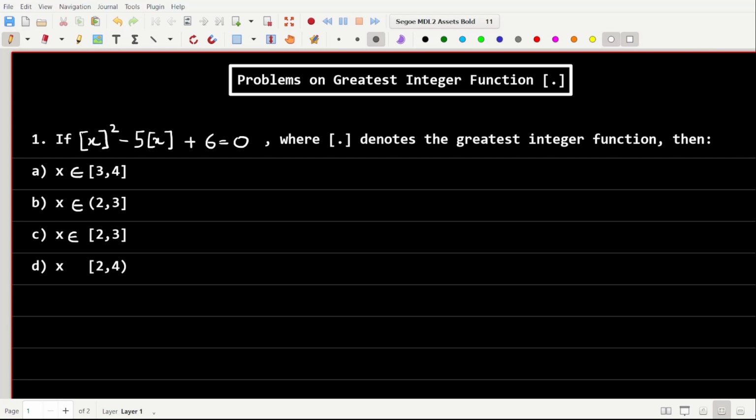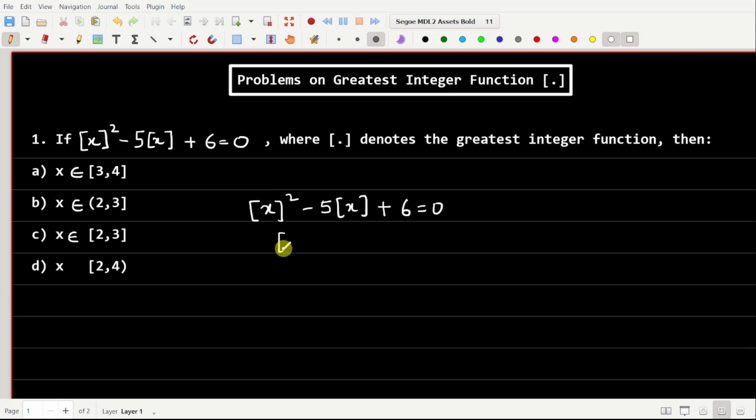Hello children, today we will do some problems on greatest integer function. So let us begin with the first question. Over there the equation is given: [x]² − 5[x] + 6 = 0.